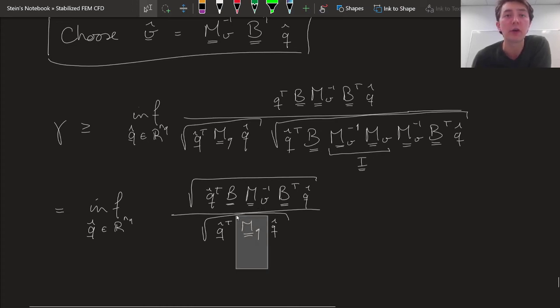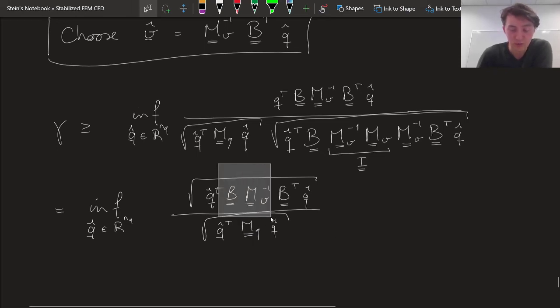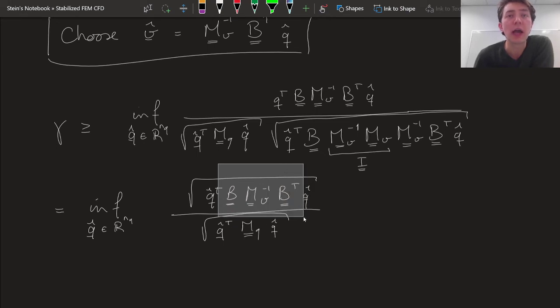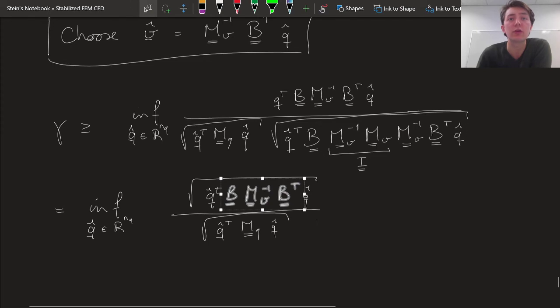On the bottom we have M_Q, we know that's a symmetric positive definite matrix, and that's by virtue of it being a mass matrix. Now on the top here we have B, which we know very little about. We don't really know if it's full rank or not. We don't know if it's definite or positive definite. Most likely not, because it's not going to be symmetric. But if we multiply B by M_V inverse and by B transpose, then the result is always going to be a symmetric matrix. So on the top we have the symmetric matrix, and on the bottom we have a symmetric positive definite matrix.